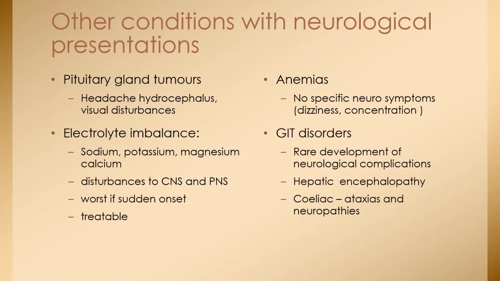Other general conditions might have a neurological presentation. If you have a disorder in the pituitary gland, that will cause a neurological presentation. Electrolyte imbalances, so any form of imbalance where you don't have the right amount of sodium, potassium, magnesium, or calcium, can actually cause a hostile environment for your nervous system, which means you get a disturbance to your central nervous system and peripheral nervous system, so you don't function normally. This is normally quite treatable. However, if it's very sudden, it's a sign of worse prognosis.